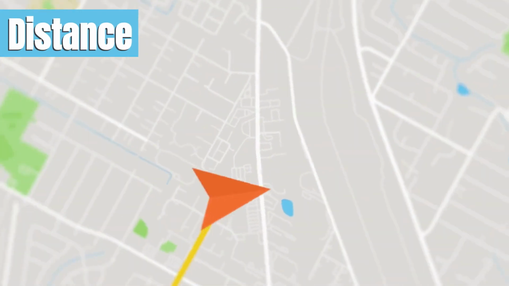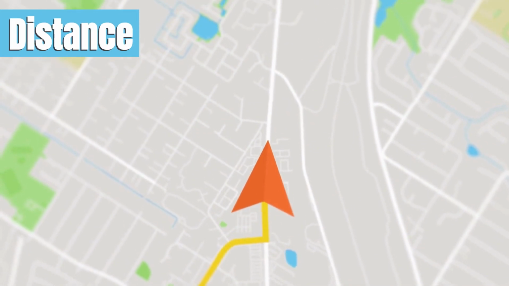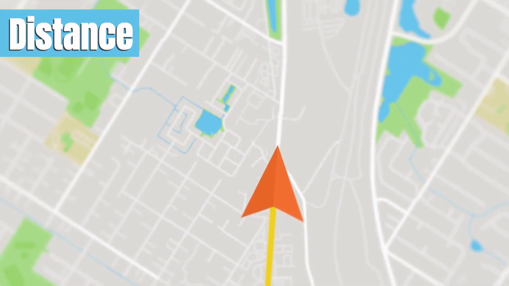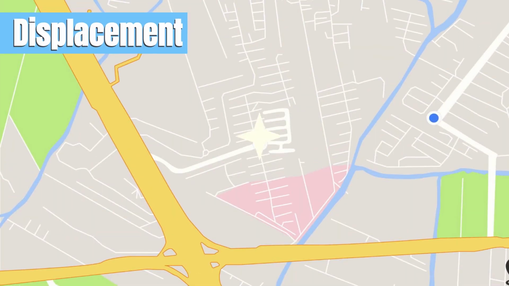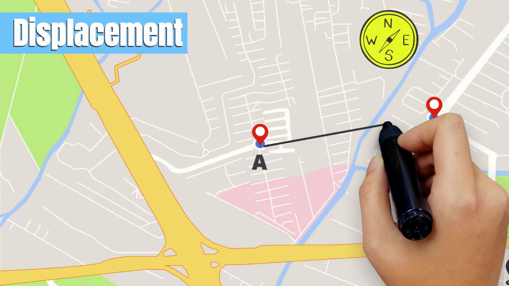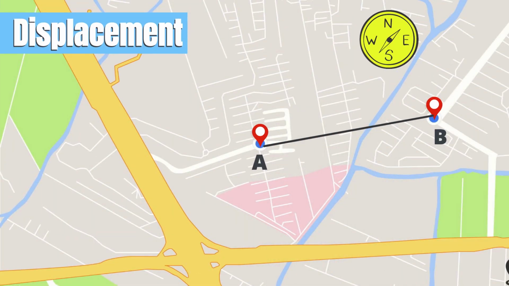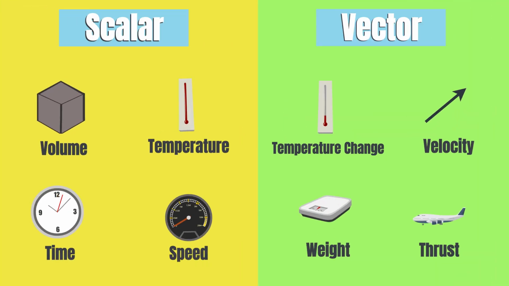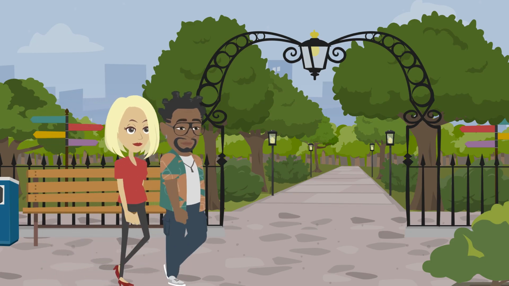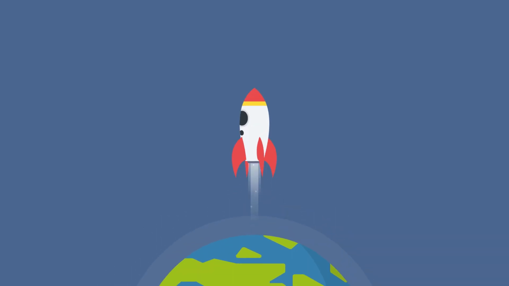Recap: the power of motion. To sum it all up, distance measures every inch of the journey, every step, every turn, no matter where you end up. Displacement focuses on your net change in position from start to finish. Scalars give you magnitude. Vectors give you magnitude plus direction. Together, they help us measure and predict motion, whether it's walking down the street or launching a spacecraft.